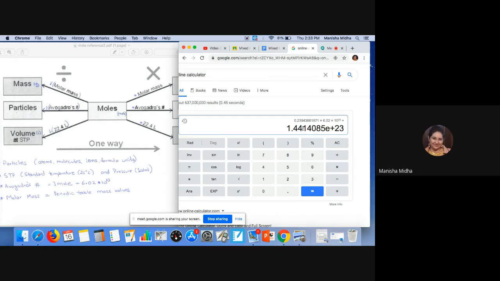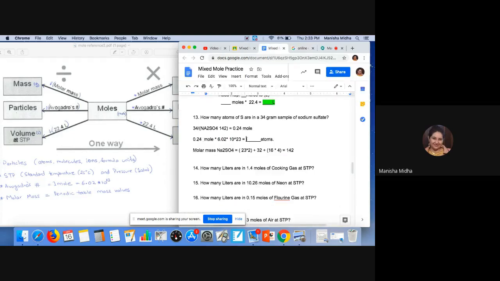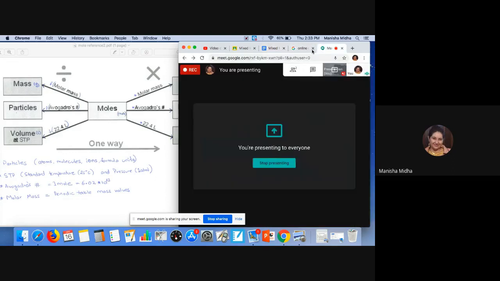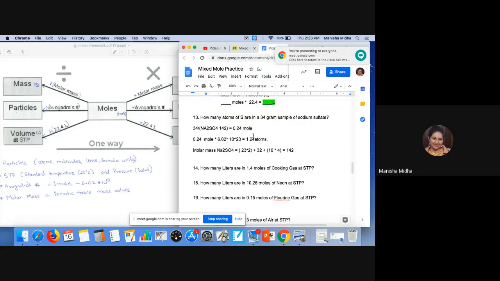So I'm going to ignore all these decimal values, but I cannot ignore the e. E represents exponent. So I'm going to copy down 1.44 E23. So my answer is going to be 1.44. And because it's atoms, there are too many atoms. E23, positive, means it's not a negative exponent, and that's my answer.